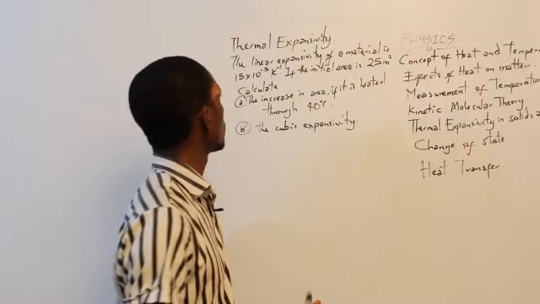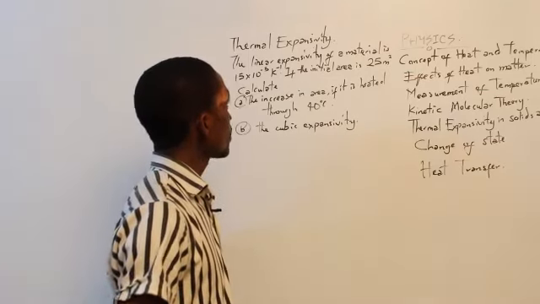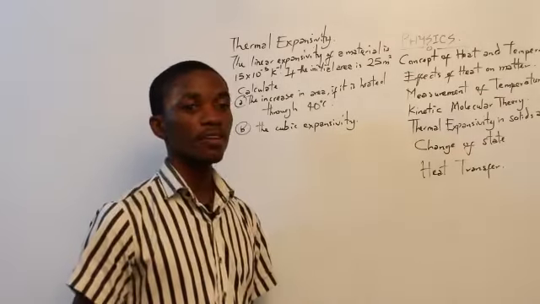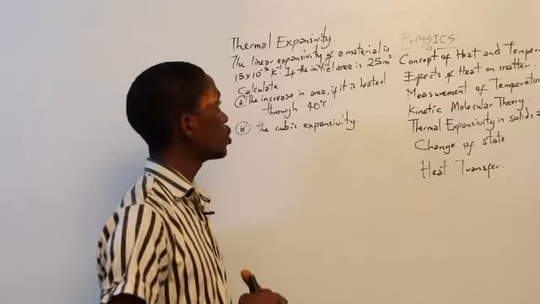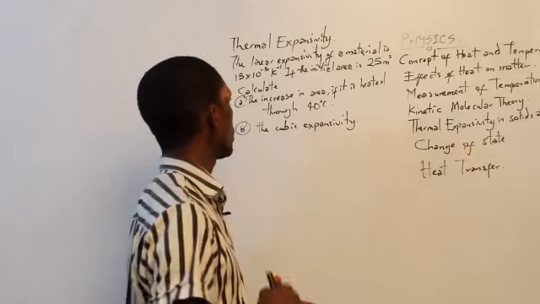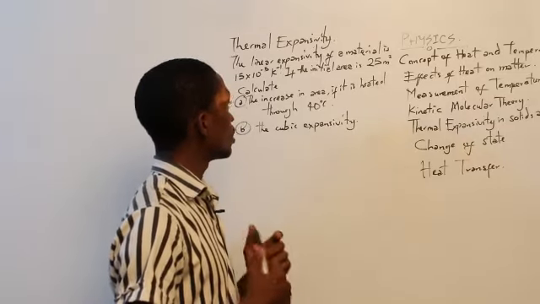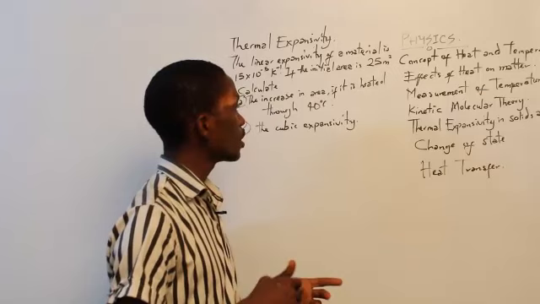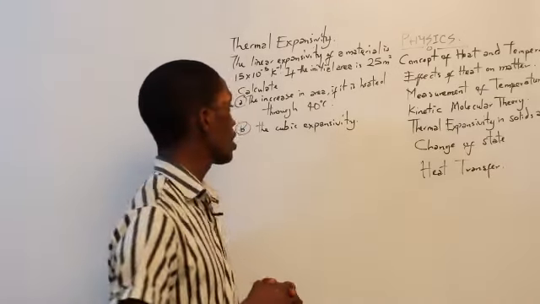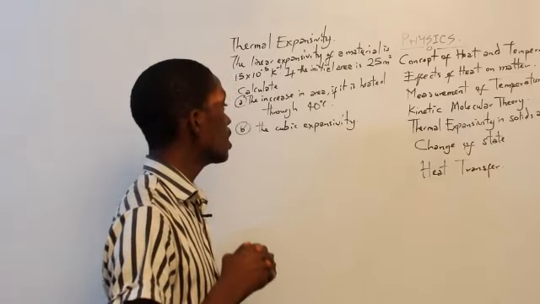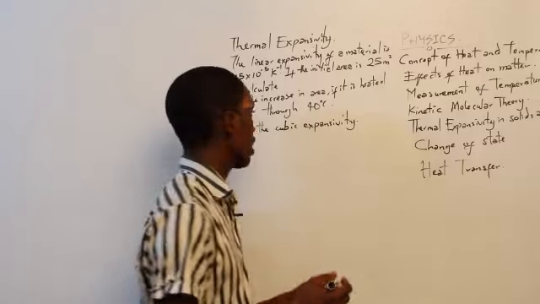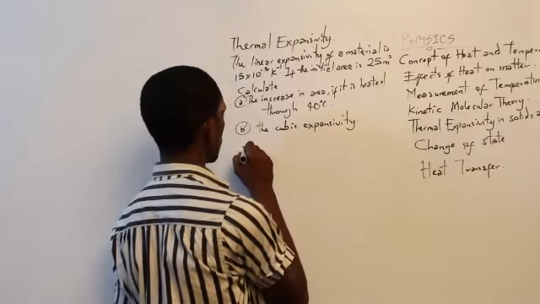The question goes thus. The linear expansivity of a material is given as 15 times 10 raised to the power minus 5 per Kelvin. If the initial area is 25 meters squared, calculate the increase in area if it is heated through 40 degrees Celsius, and also we expect to calculate the cubic expansivity. Alright, let's start from the very first question.